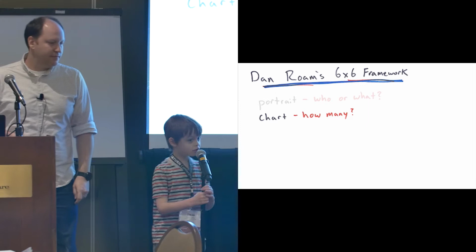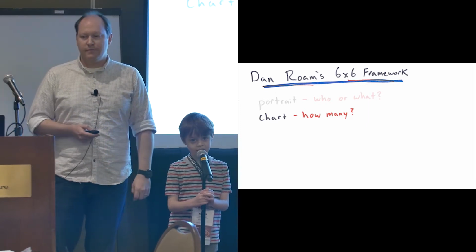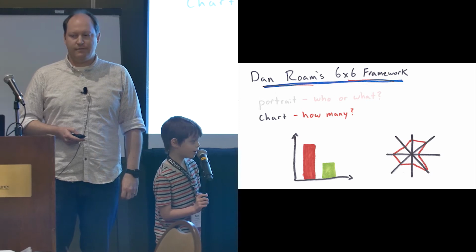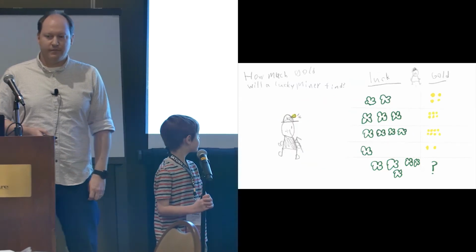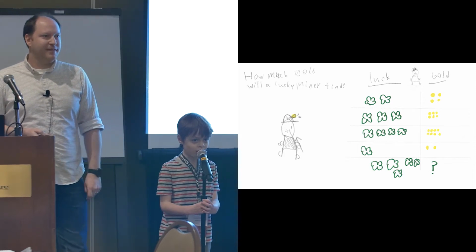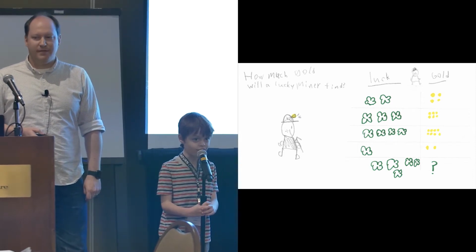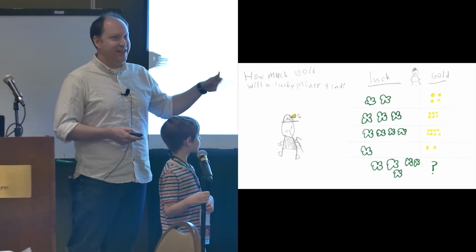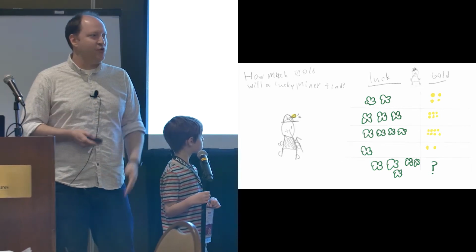The chart answers the question, how many? Like this bar chart or spider web chart. Here's another example. This chart shows how much gold a lucky miner will find. Another really great way of quantifying luck and gold. You can just kind of see that there's a correlation here.